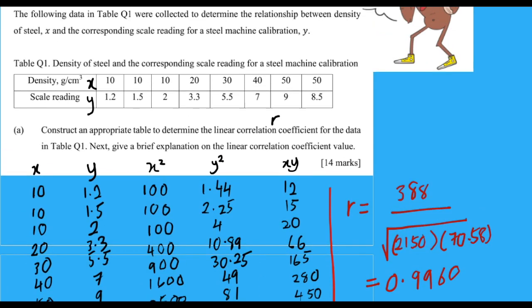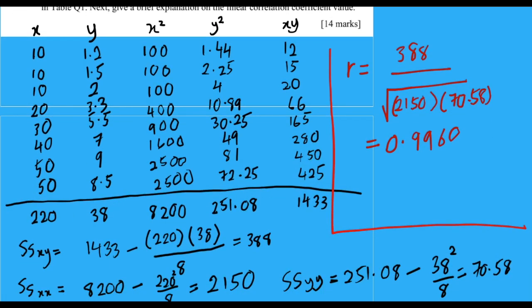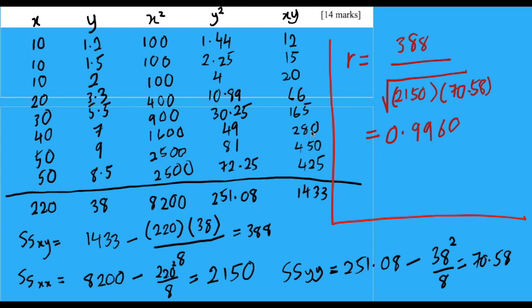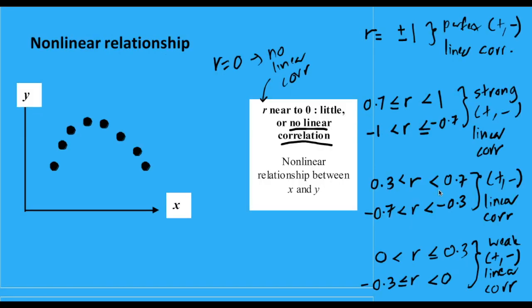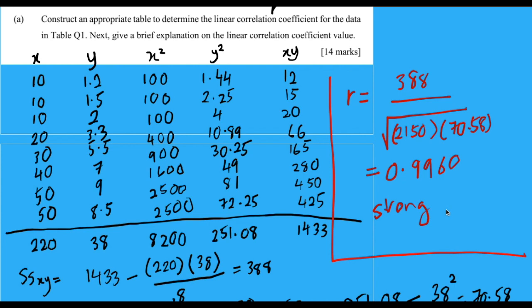And next, we are supposed to give a brief explanation regarding the linear correlation coefficient value. Now, 0.9960 is very close to 1. So it lies between 0.7 and 1, which we have discussed previously, right here. So 0.99 is between 0.7 and 1. That means the way we interpret would be strong positive linear correlation.